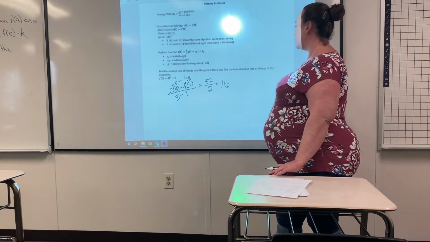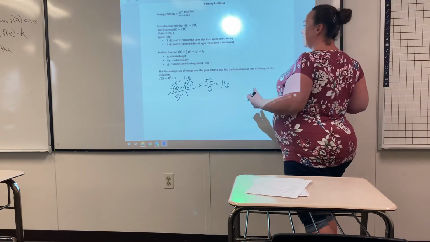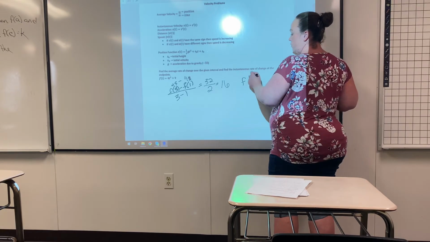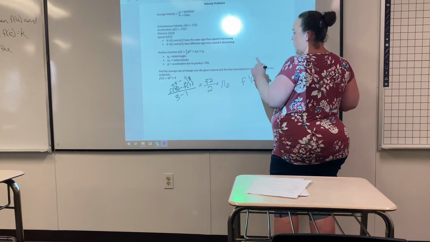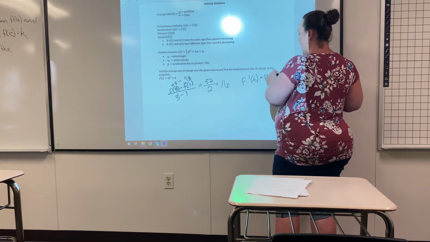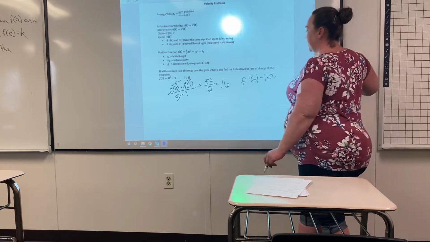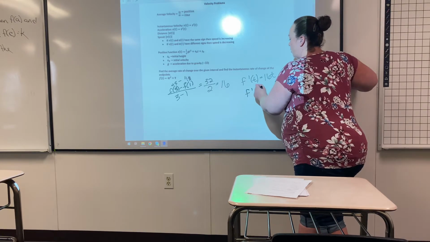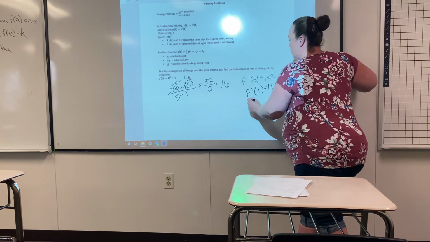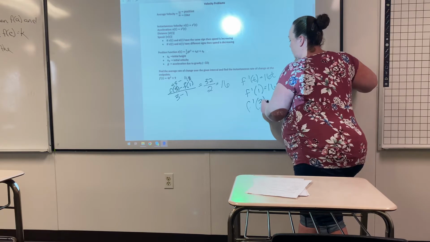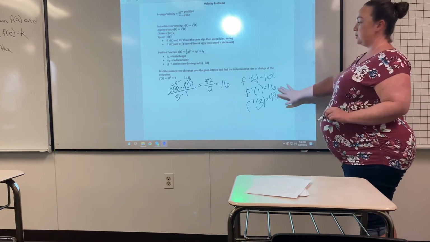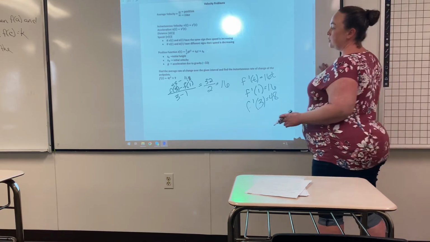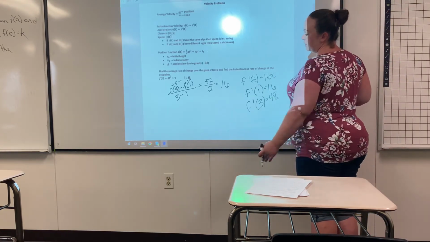Then they want the instantaneous rate of change at the endpoints. So the instantaneous rate of change would be the derivative, which is going to be 16t. And then they want that at the endpoints. So they want f prime of 1, which is 16, and f prime of 3, which is going to be 48. And that's all they're asking for. So these are your instantaneous rates of change. That's your average rate of change if they want you to label it.